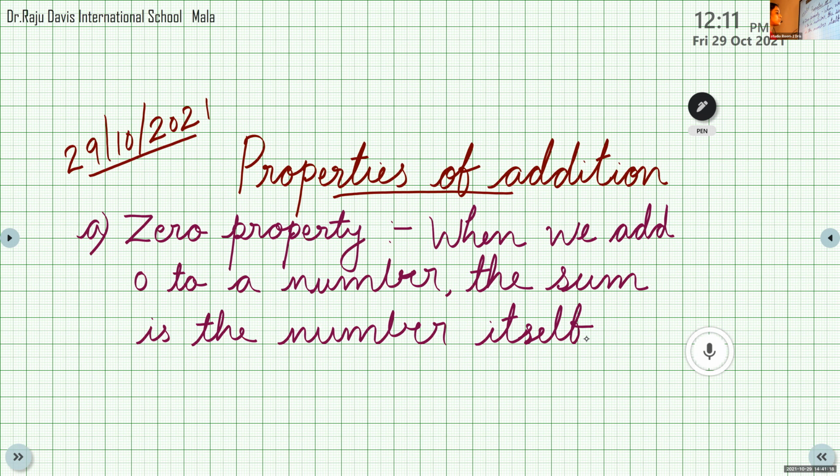Lakshana, please take your maths notebook and take a new page. Write today's date and start writing. Yes, right. Properties of addition, today's topic. Wait, let them finish.